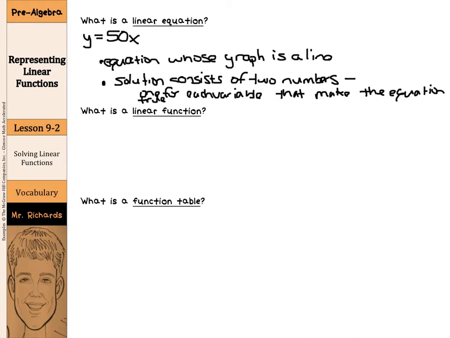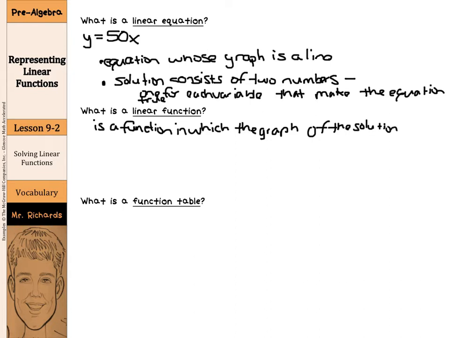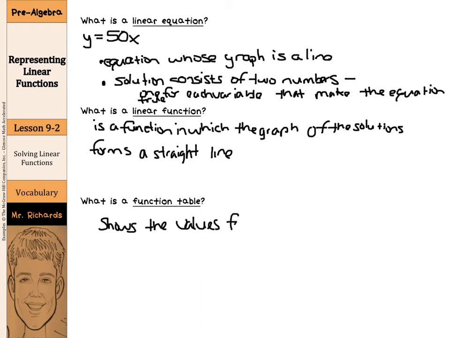Now compare that to a linear function. A linear function is a function in which the graph of the solutions forms a straight line. And one of the ways to find solutions is to make a function table. A function table shows the values for x and y and the function rule.